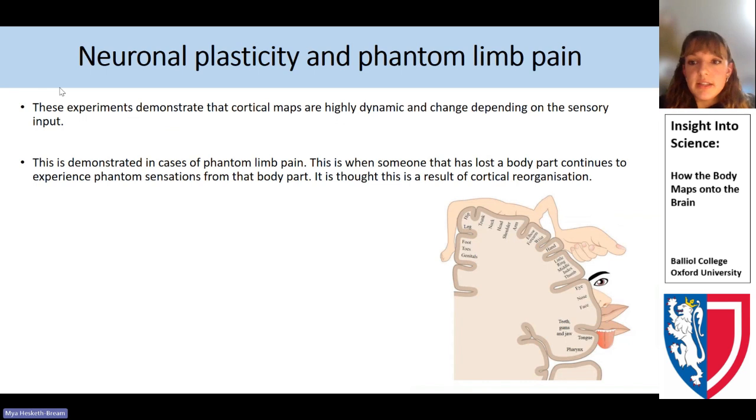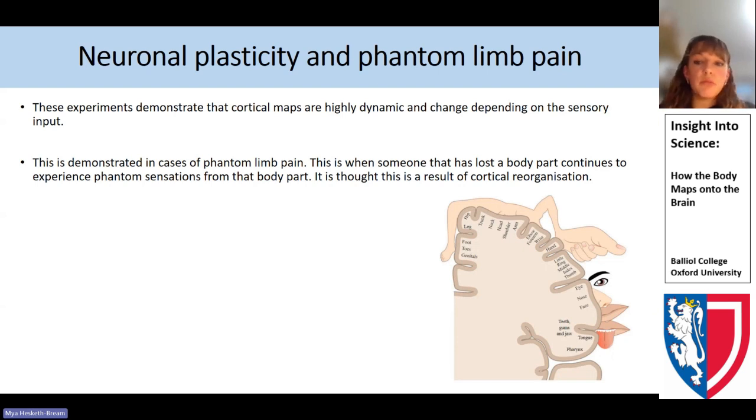So lastly, I just wanted to go through something called phantom limb pain. These experiments demonstrate that cortical maps are highly dynamic. And this is also shown in this phenomenon called phantom limb pain. So when someone loses a body part, for example, their hand, they'll be able to feel these phantom sensations as though their hand was there.